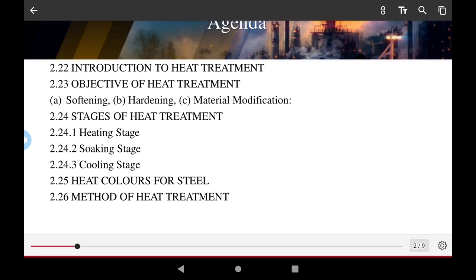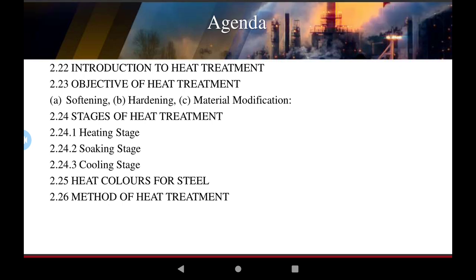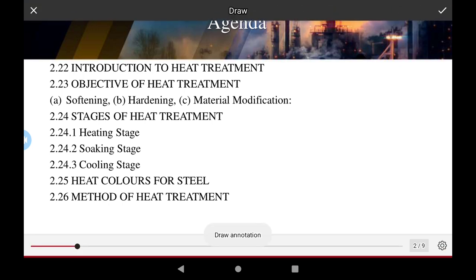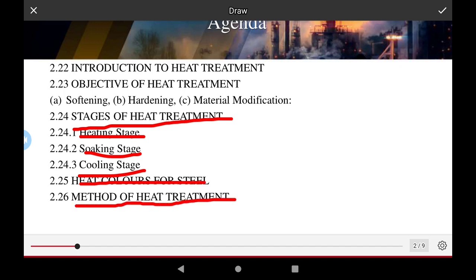Agenda for today in this video: Introduction to Heat Treatment, Objective of Heat Treatment Process, Softening, Hardening, Material Modification, stages of heat treatment and heating stage, soaking stage, cooling stage, heat colors of steel, and methods of heat treatment.